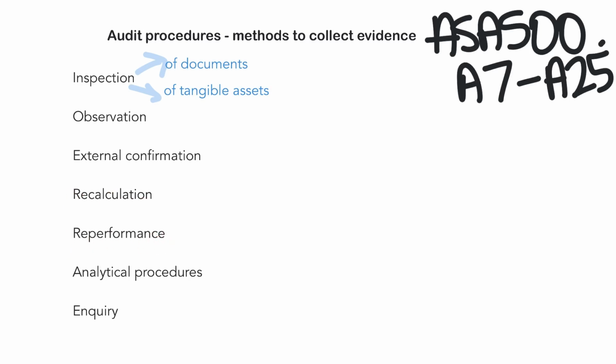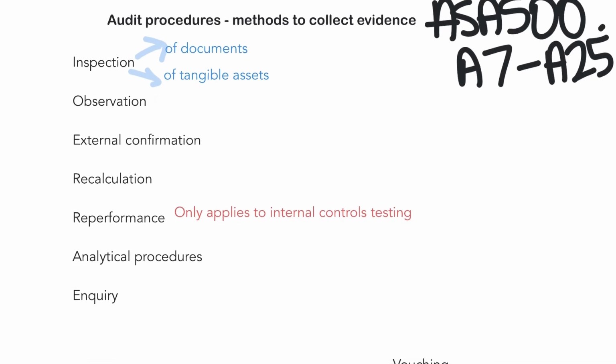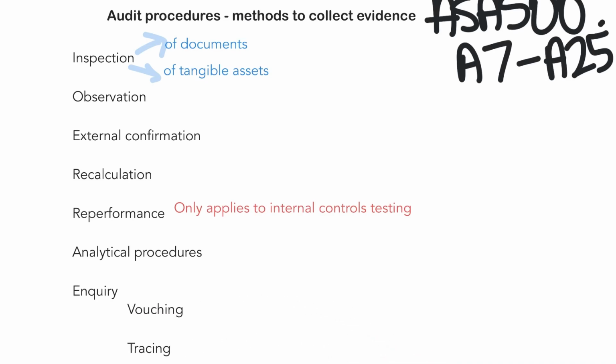Now reperformance is an interesting standard because reperformance really only applies to internal controls testing, because you're reperforming a procedure related to an internal control. So we tend not to use reperformance too much unless it's with internal controls. Analytical procedures, ratios, anything we know a lot about that. Inquiry is talking to people, but I want to add 2 extra procedures to our list. And those extra procedures are these 2 here.